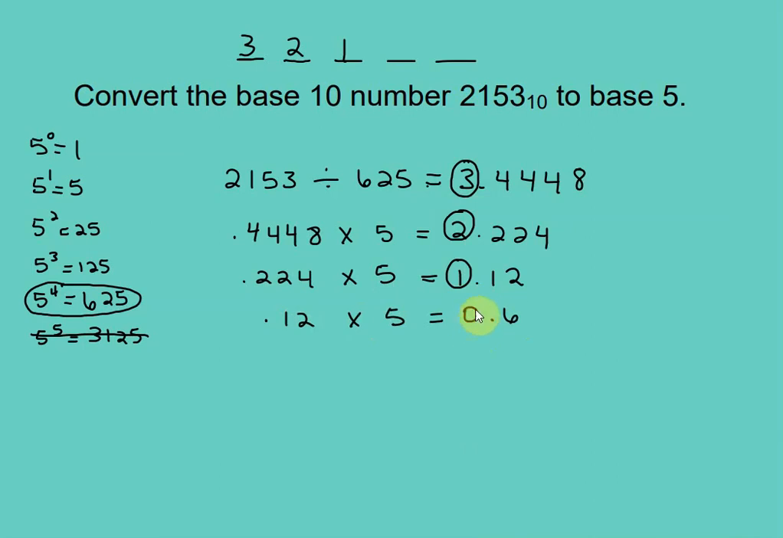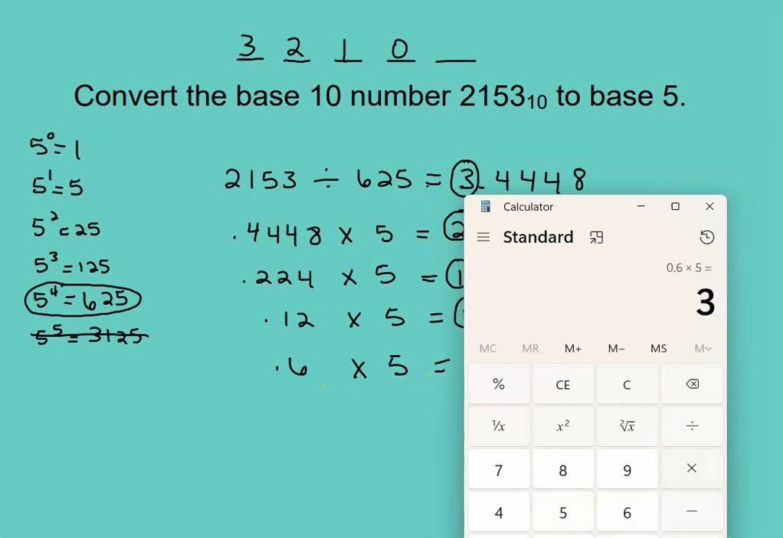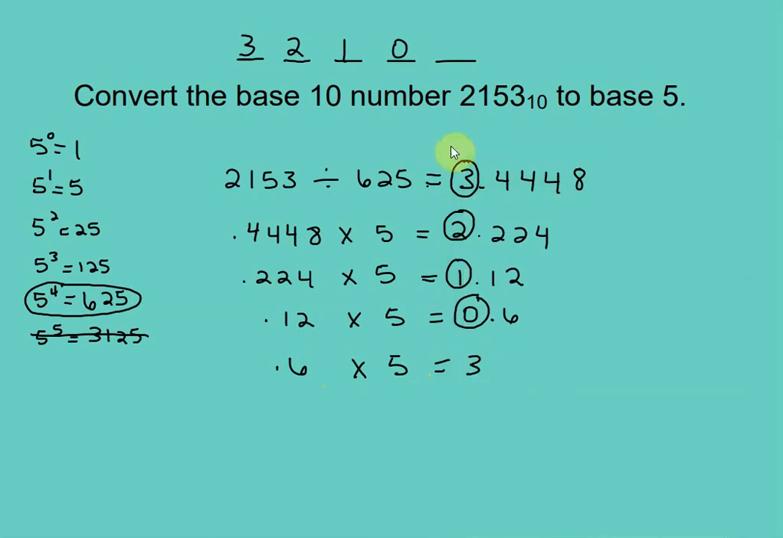Even though this number is 0, this is one of my digits. Once I'm at this point, I take whatever's to the left of the decimal, and that goes as my next digit. So I can subtract 0, and I would still get 0.6. And then multiply that times 5 in my calculator, and I get 3. And so that is my last digit. So now this is my answer, 32103 in base 5. And so that converted my base 10 number to a base 5 number.